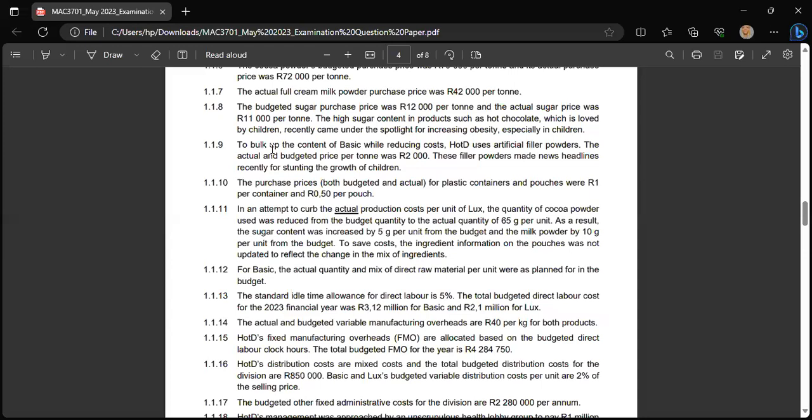Then, to bulk up the content of basic while reducing cost, they use artificial filler powders. So the actual and budgeted price per ton is 2,000. These filler powders made news in headlines recently for stunting children's growth. Again, the actual and budgeted price is this per ton here. So this is not a fixed cost, so we need to make use of this to bulk it up, and while reducing cost, we are making use of artificial filler powders. So we need this again.